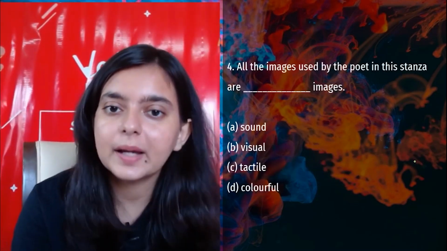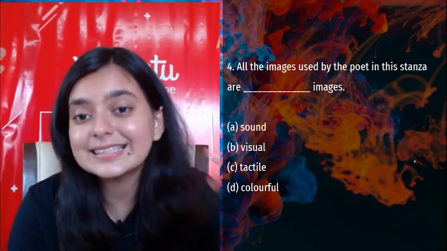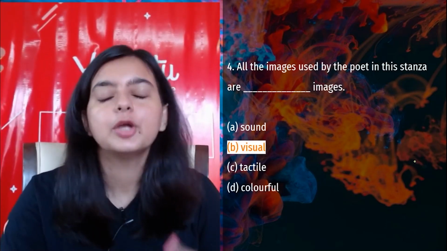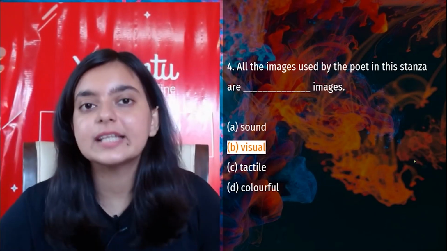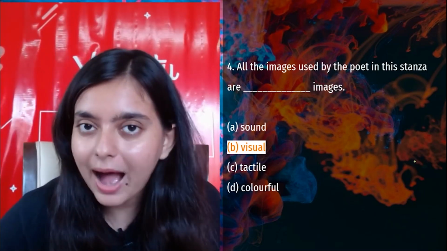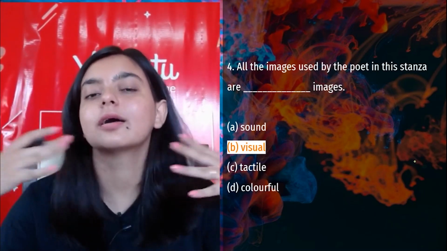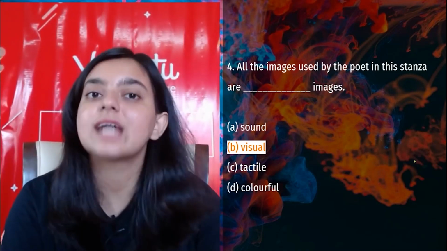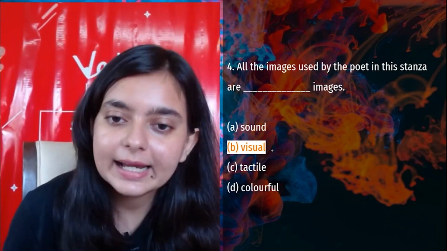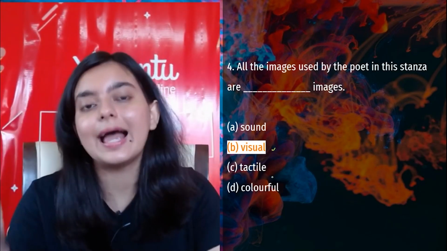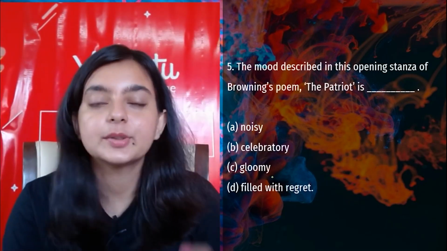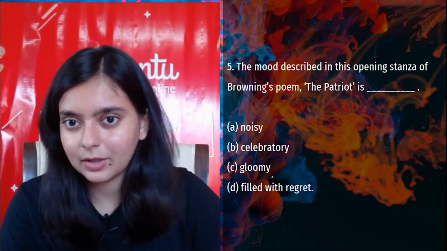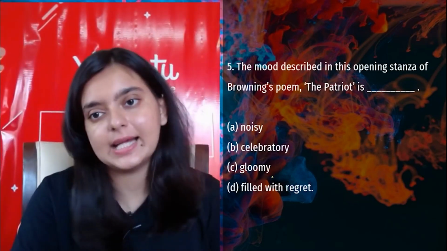All the images used by the poem in this stanza are visual images. Okay, you can visualize the roses strewn in his path. Okay, and his grand welcome. It is not hearing, it is not tactile, is touch. Okay, so obviously it is visual. You can visualize, you can almost see. Okay, so it appeals to the sense organ, your vision, your eyes. Okay, so that is an imagery, guys.